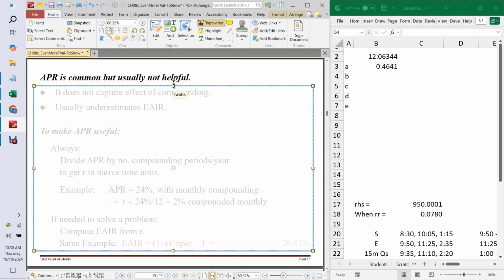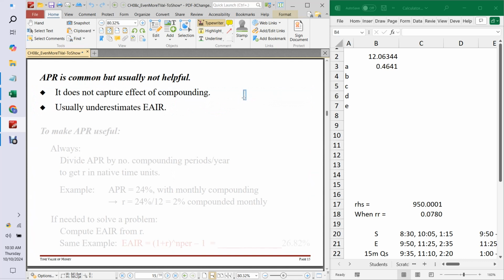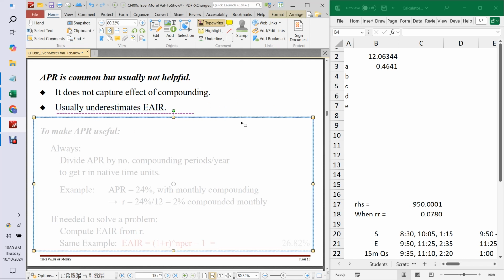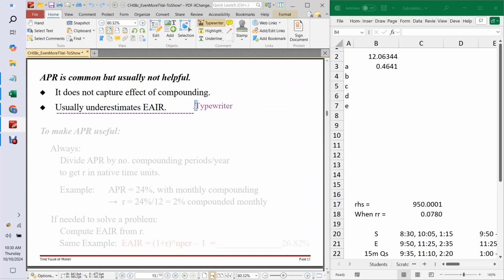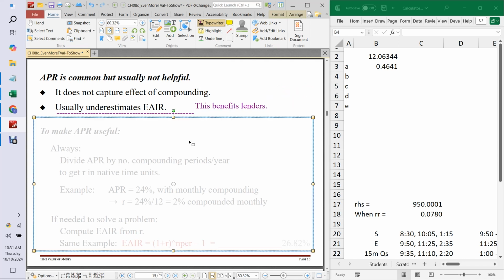All right, so the big news about APR: it's common, but usually not very helpful. It inherently is not capturing the awesome power of compounding, so it's always going to be an estimation. It's virtually always going to be wrong, and the way that it's going to be wrong is that it almost always underestimates the equivalent annual interest rate. And this benefits lenders. So if lenders just quote the APR, they're not really telling you how much interest you're actually going to be paying. Okay, so that's not good.